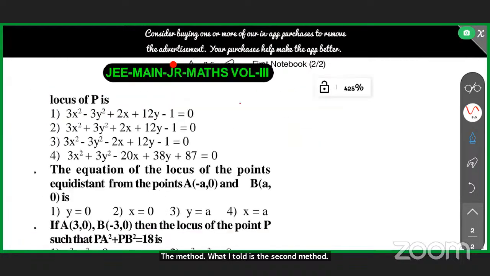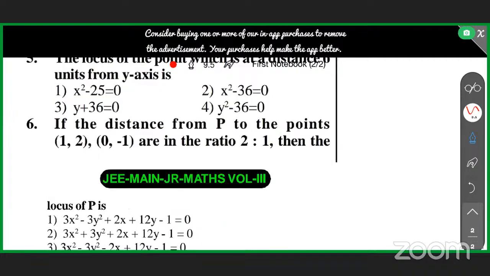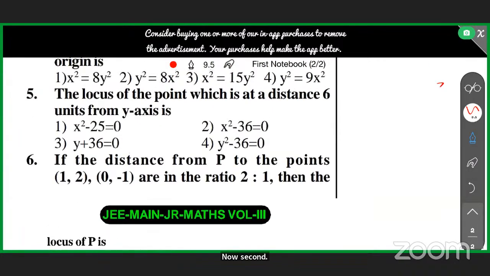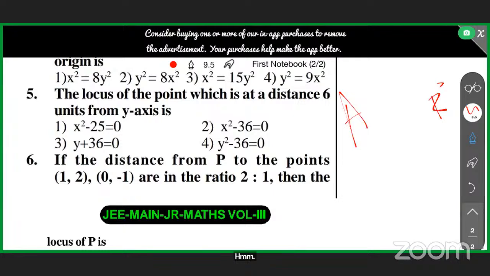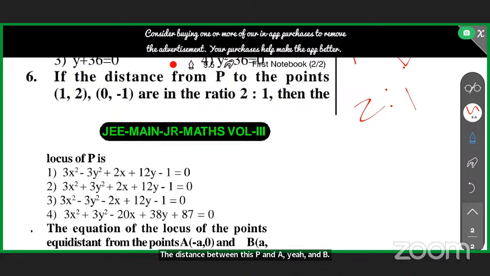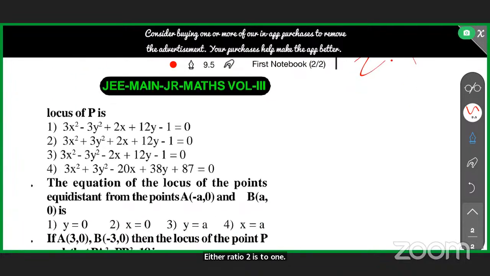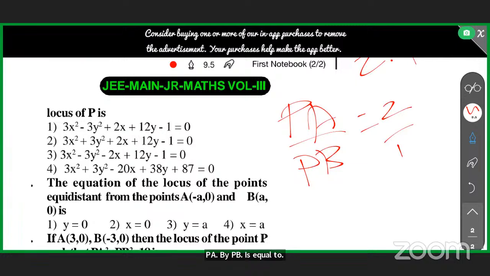Now, the next question. If the distances from P to the points (1, 2) and (0, -1) are in the ratio 2:1, then the locus of P is... There is some point A and some point B, and there is some point P somewhere. The distances between P and A and P and B are in the ratio 2:1. That is, PA by PB is equal to 2/1. That will be PA is equal to 2 PB. So using this relation, you have to simplify.